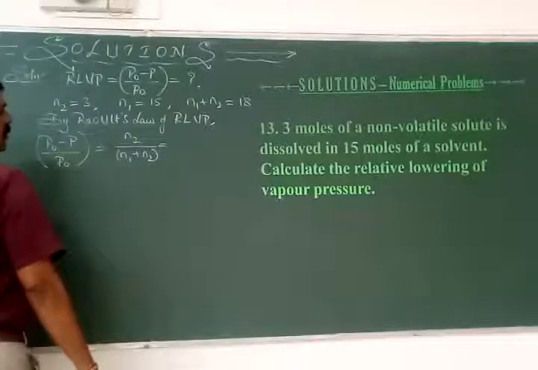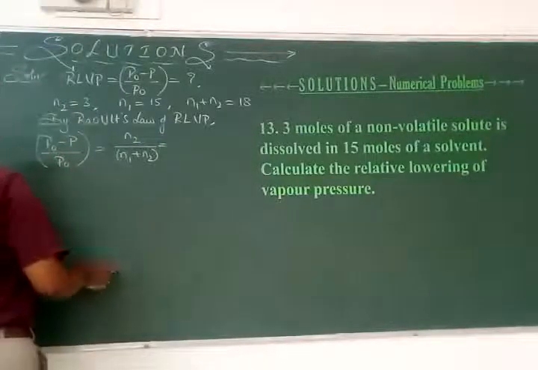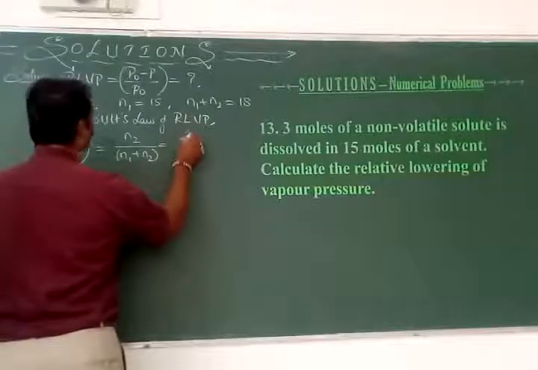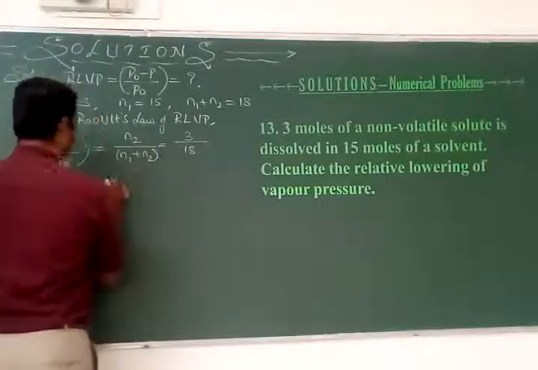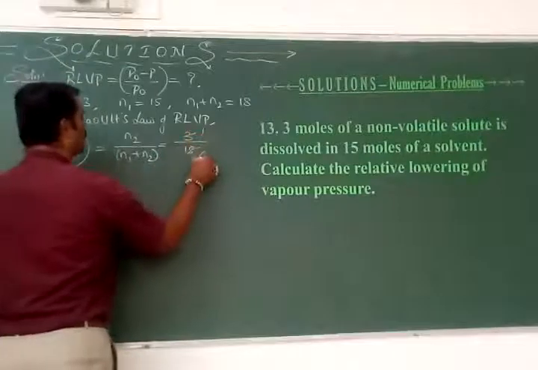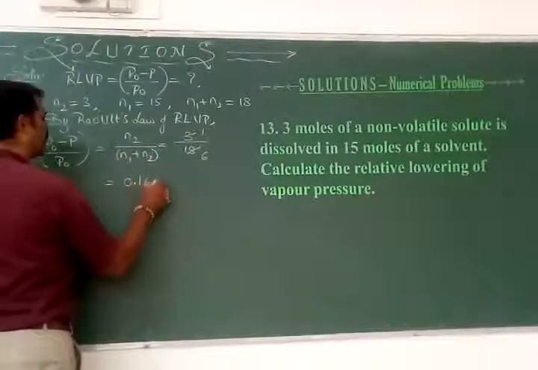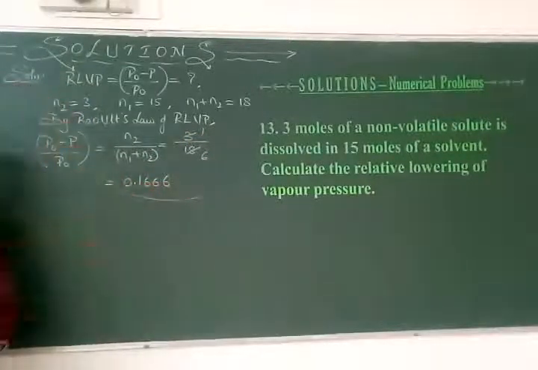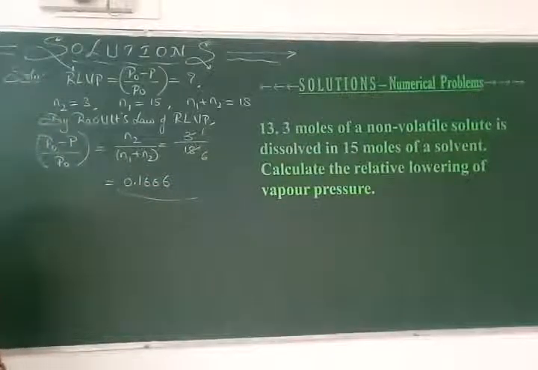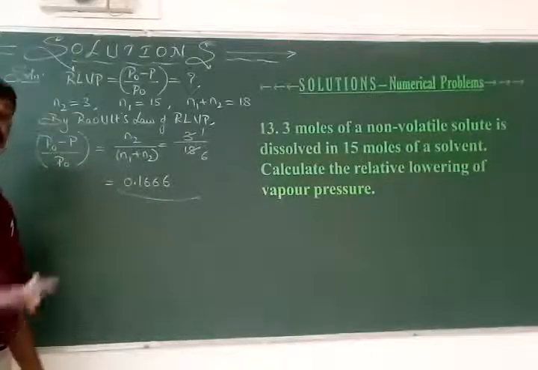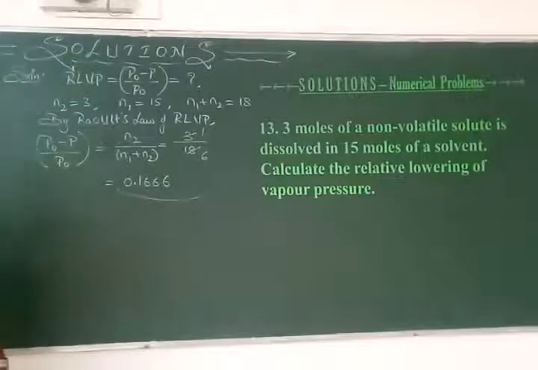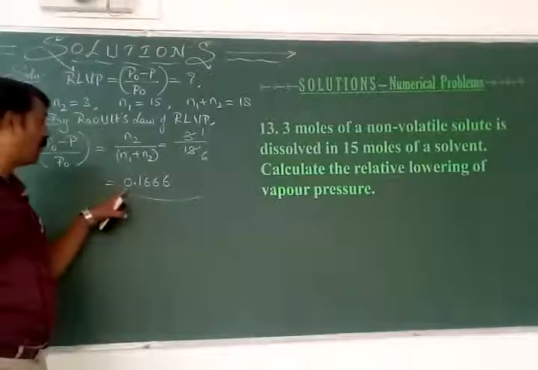So here RLVP we have to directly calculate. N2 is 3 divided by 18. That is equal to 1 by 6. 1 by 6 is 0.166. It doesn't have any unit. Why? Because it is a ratio of the pressures. Means this having a unit of pressure, this also having a unit of pressure. Therefore, the pressure unit gets cancelled. Means relative lowering of vapor pressure doesn't have a unit.